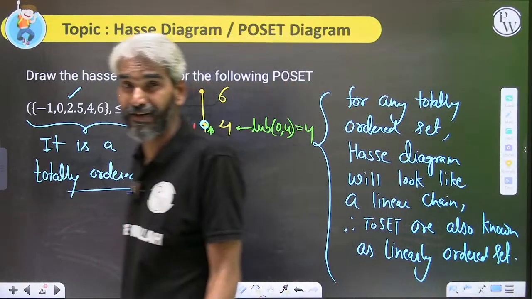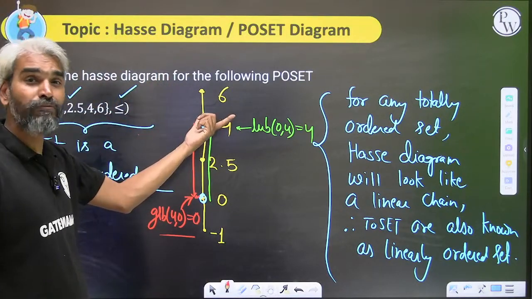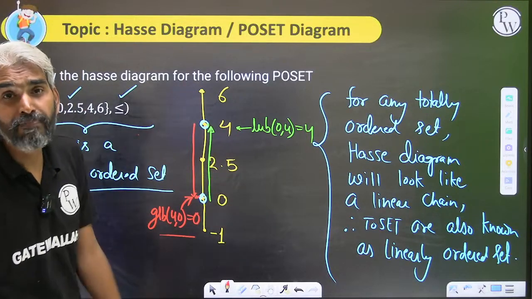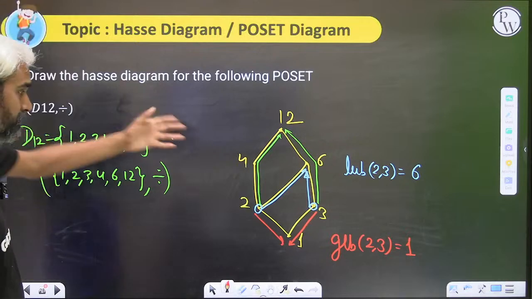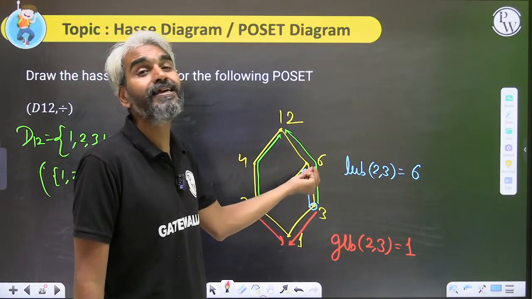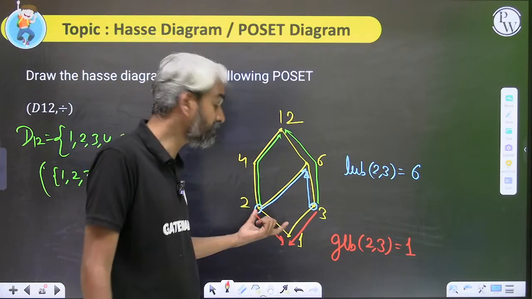So on a line, please try to understand. On a line, the element at the upper side will be the least upper bound of those two elements, and the element at the lower side will be the greatest lower bound of those two elements. Otherwise, the element at which two elements join each other, that's why we say least upper bound is join. Least upper bound is join.